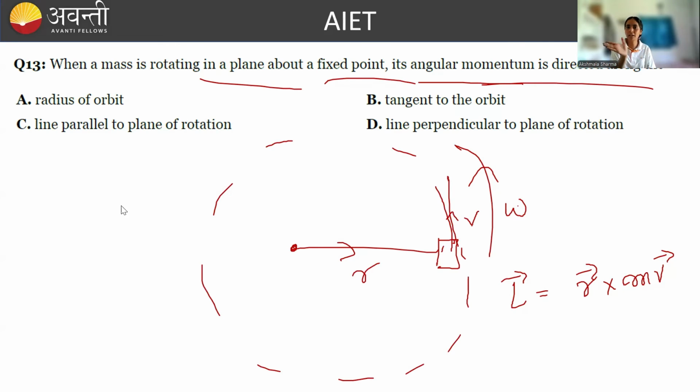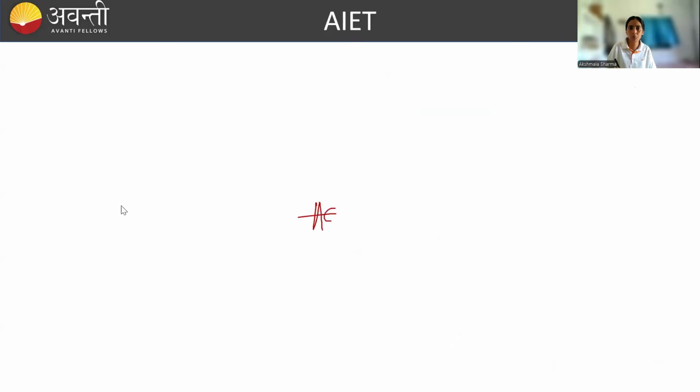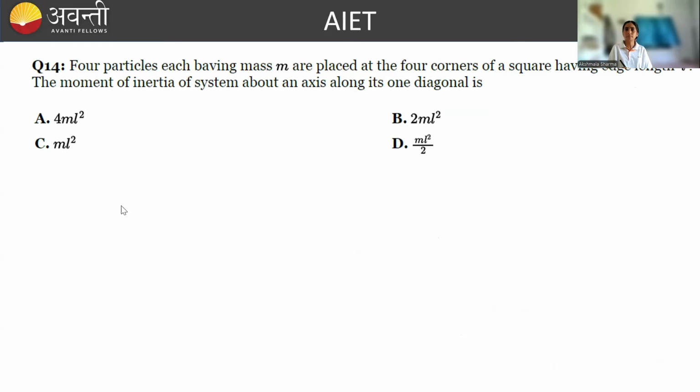Now r cross mv, the thumb will give me the direction of r cross mv, right? Rule of finding direction for the cross product. So for r cross v, the thumb direction is in the outward sense. So what will be the direction of L here? The direction of L here will be outward, that is perpendicular to the plane, right? So the answer will be a line perpendicular to the plane of rotation, not tangent, not parallel, not the radius of the orbit. So the correct answer will be perpendicular to the plane. That's option D.